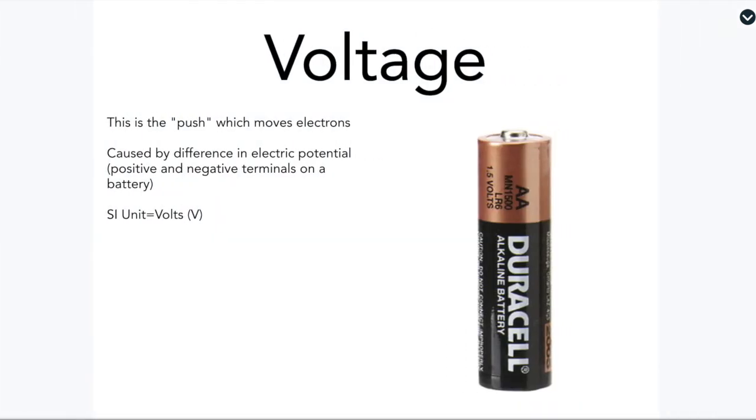Alrighty, so voltage, this is the push which moves electrons through the circuit, and it is caused by the difference in electric potential. So you can just think of that as we have positive terminals and negative terminals on a battery, and so the electrons get pushed between the two terminals. That's about as far as we're going to go on voltage in terms of what it is. You just need to remember that it is that push. The metric unit for voltage is volts, or V for short.